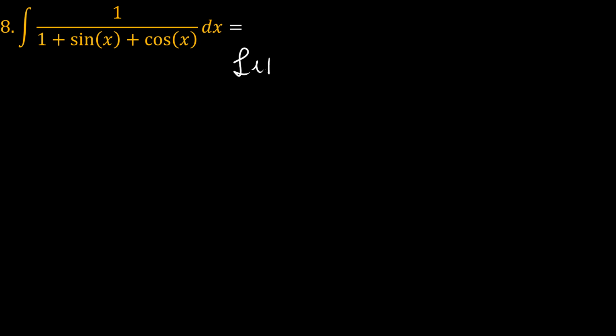Problem number 8 is the indefinite integral of 1 over 1 plus sine x plus cosine x. As is the practice, whenever you see a sine x, cosine x in the denominator, the first inkling would be to use a tangent of x over 2 as our substitution. So we would say let t be equal to tangent of x over 2.